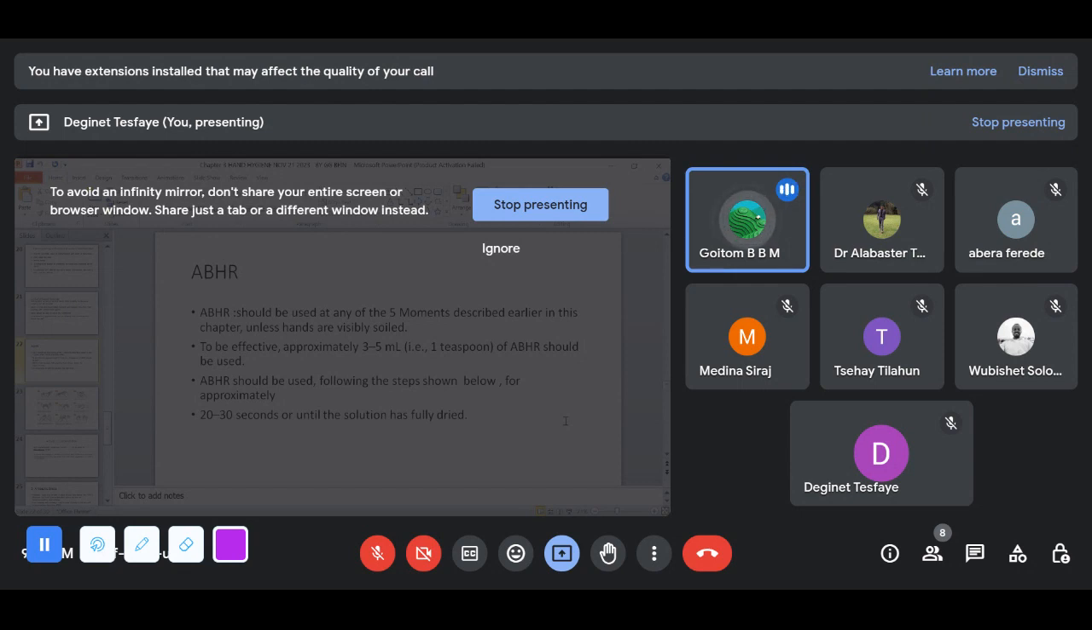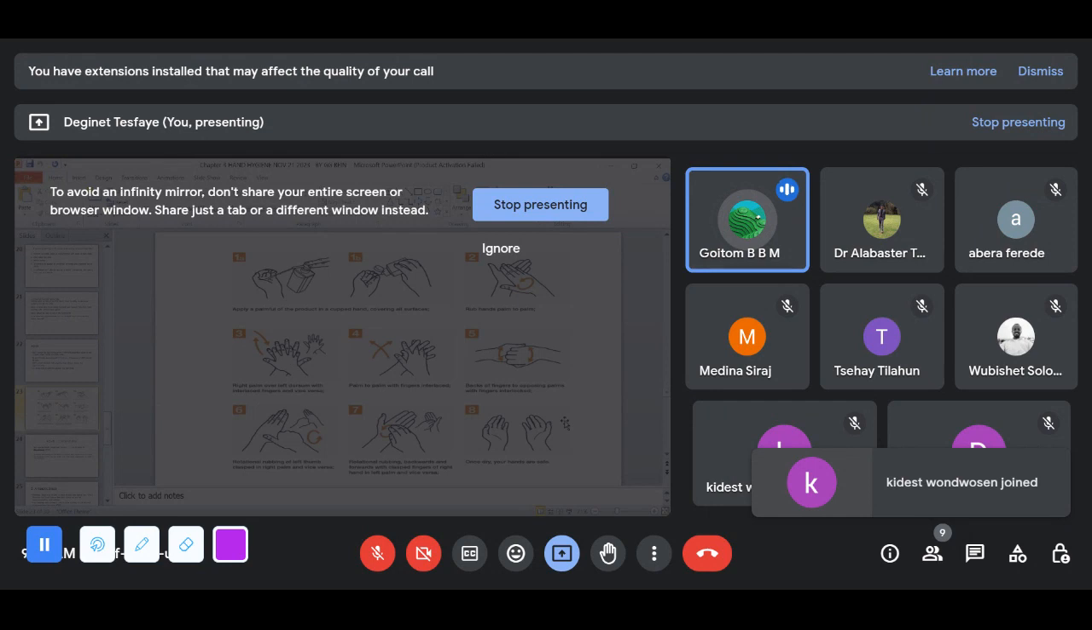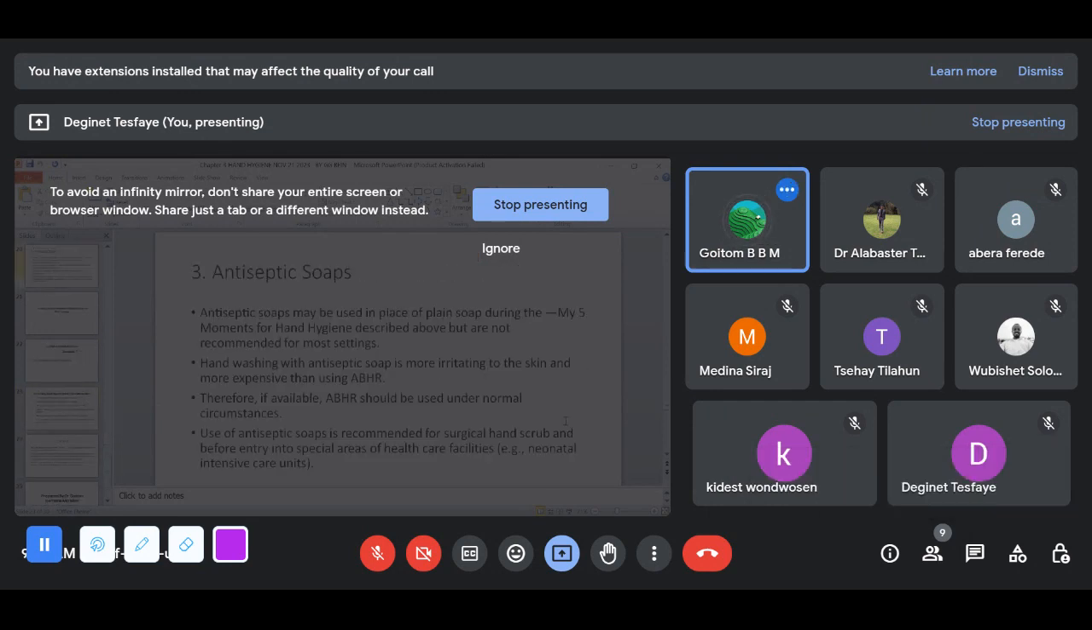Antiseptic soap can be used in place of plain soap during the 5 moments of hand hygiene described above, but it is not recommended for most settings because of the expense, and because some people are also allergic to it. So common soap is enough. We just have to use soap and water. Hand wash with antiseptic soap is more irritant to the skin and more expensive than alcohol-based hand rub.